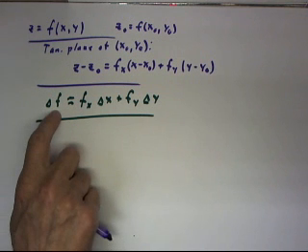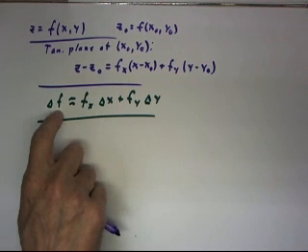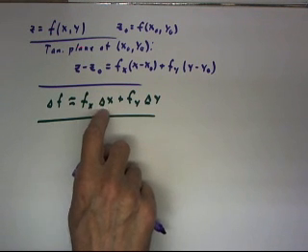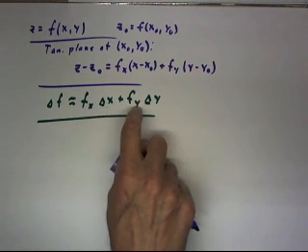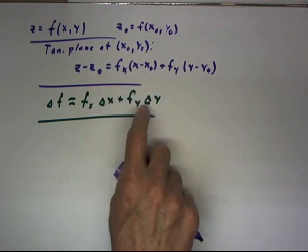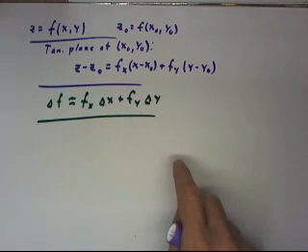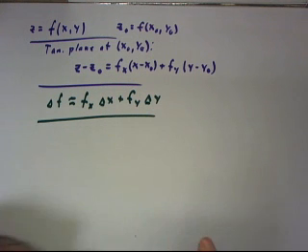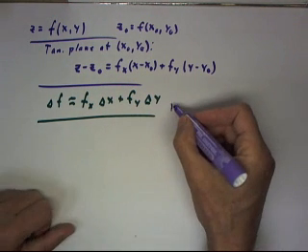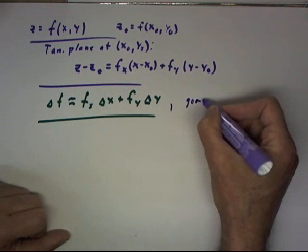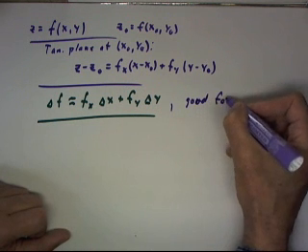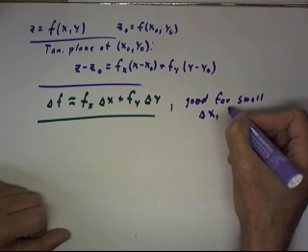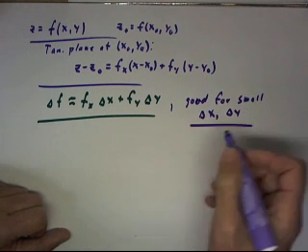And the change in the value of the function f is f_x evaluated at your point times delta x plus f_y evaluated again at the point times delta y. And this approximation is good as long as delta x and delta y are small. So this is good for small delta x, delta y.